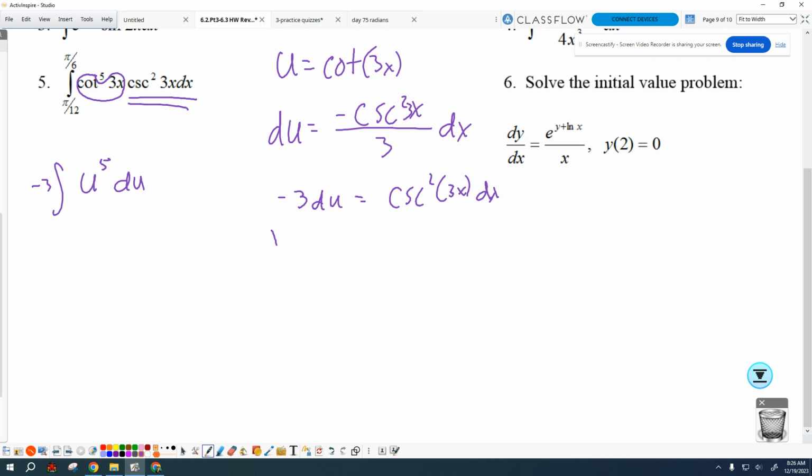All right? Now I need to change the bounds. I need to translate the x values to u values. So when x is pi over 6, u is cotangent of 3 times pi over 6, which is pi over 2. Cotangent of pi over 2. Oh, sorry, yeah. I think I said the derivative, it's negative 3 cosecant squared.